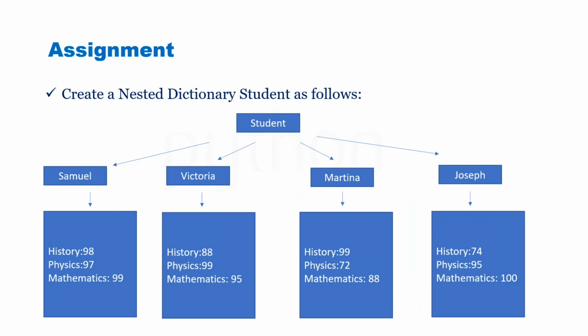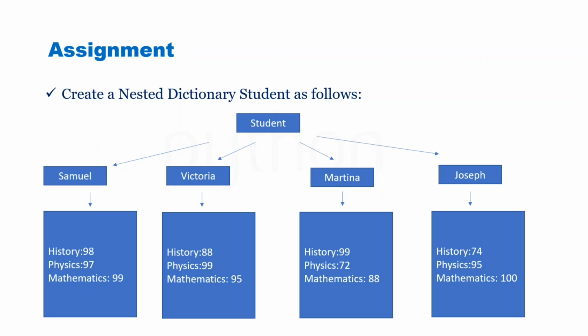Let's look into today's assignment. So today's assignment is about nested dictionary. So what we need to do, we need to create a dictionary student, and under student we will be having 4 names: Samuel, Victoria, Martina and Joseph. Then under each name we will be having 3 different subjects: history, physics and mathematics. And for each of the subjects we will be having some marks, which basically these particular students has obtained.